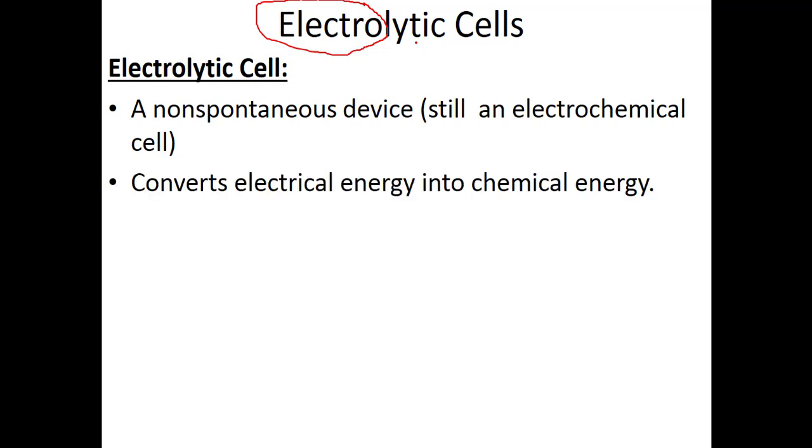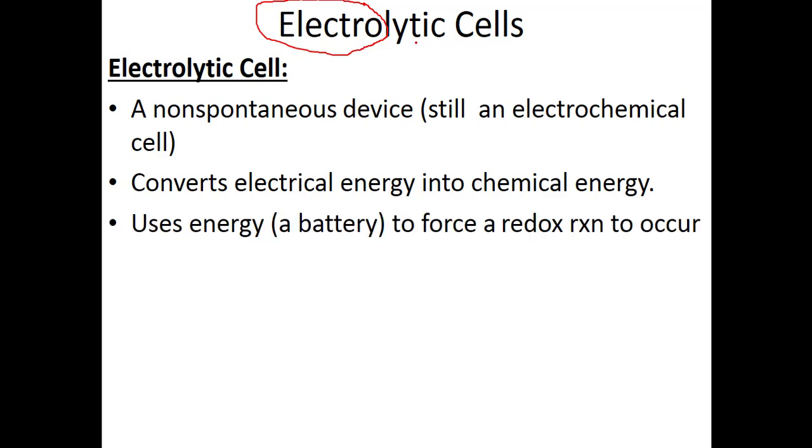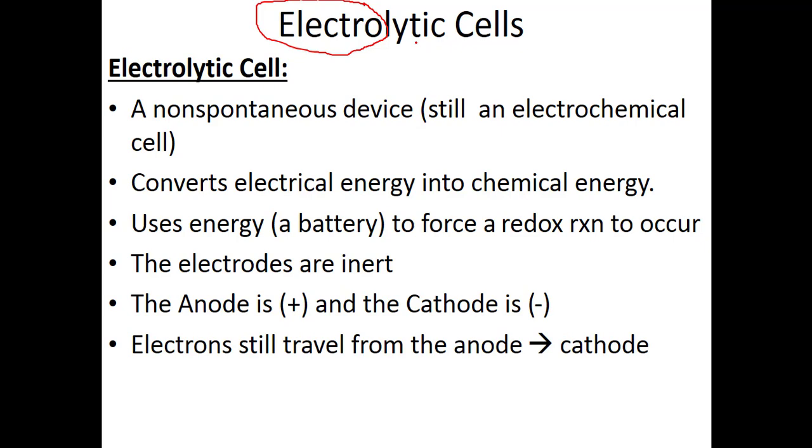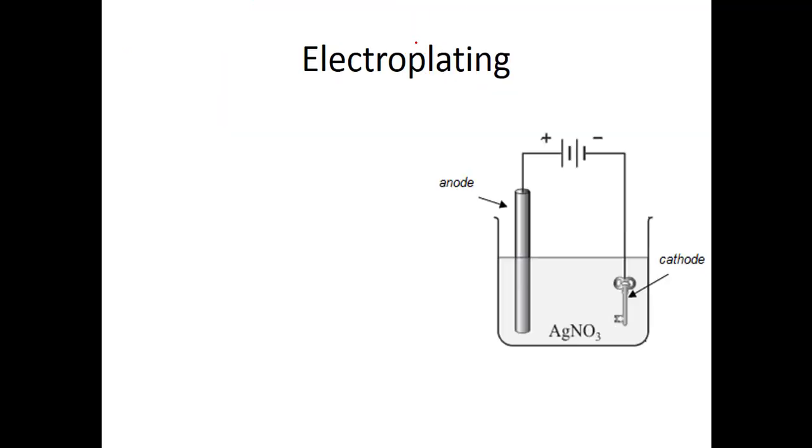What it does is convert electrical energy into chemical energy, using a battery to force a redox reaction to take place. We've utilized electrolytic cells in a couple of different ways that we're going to talk about. The electrodes are inert, which means they don't really do anything per se. They're just there to allow for a passageway of electrons. The anode is now positive, the cathode is now negative, and electrons still travel from the anode to the cathode though. So let's take a look at this.